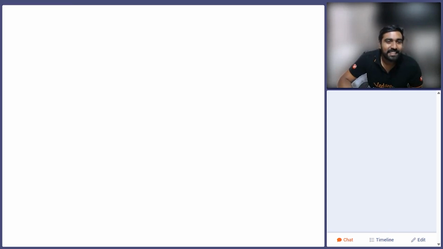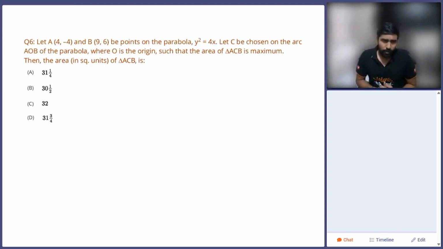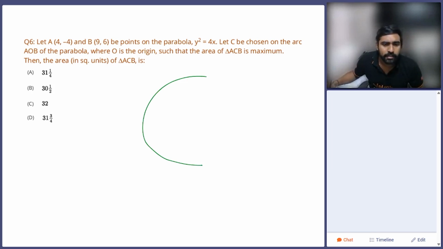Okay? Moving on. What do we have over here? So you have 4 comma minus 4 and 9 comma 6. These are the points on the parabola over here. Then C is a point chosen at random on this arc AOB where O is the origin. Okay. We are selecting some point C over here. Let's take it in the parametric form. C is (t square comma 2t).